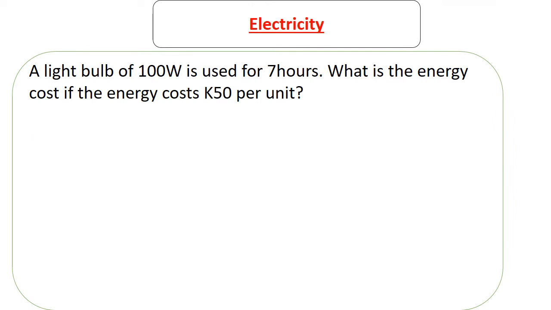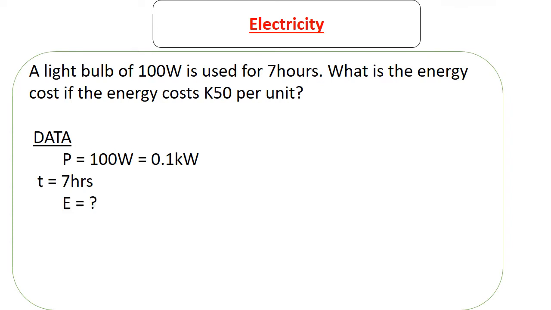Here is an example. A light bulb of 100 watts is used for 7 hours. What is the energy cost if the energy costs 50 kwacha per unit? So ZESCO charges 50 kwacha per unit. In this case, what is the cost of using the 100 watt bulb for 7 hours? So first we collect the data. The power is 100 watts, which in kilowatts we just divide by 1000, it will be 0.1 kilowatt. Time is 7 hours.